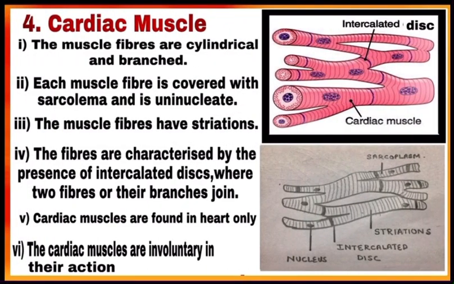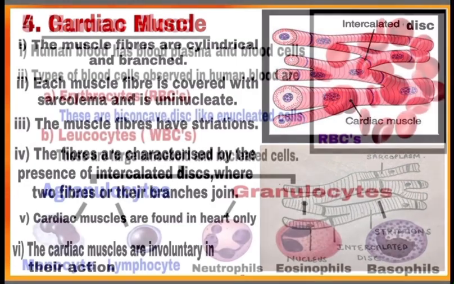Next, cardiac muscle. Write its characteristic features along with the labelled diagram. Its features are: the cardiac muscle fibers are cylindrical and branched. Each muscle fiber is covered with sarcolemma and is uninucleate. It is also a striated muscle. The muscle fibers have striations and most important, the fibers are characterized by the presence of intercalated discs where two fibers or their branches join. These muscles are found only in the heart and are involuntary in their action.